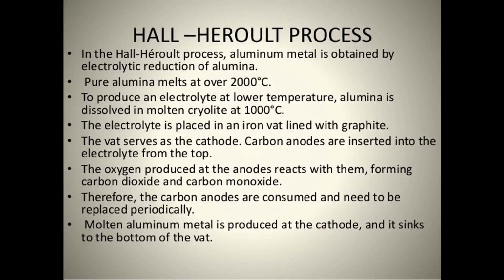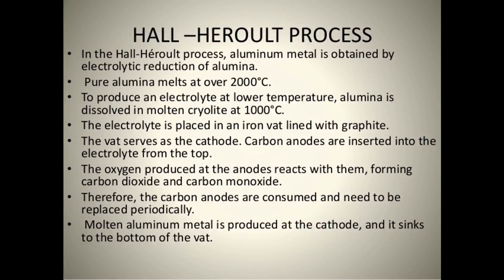Finally, we will get molten aluminium, a metal. What happens here? Aluminium oxide is converted to aluminium. The process is reduction of metal oxides to metal. So, aluminium oxide is converted to molten aluminium. Did you understand what happens in the Hall-Héroult process?